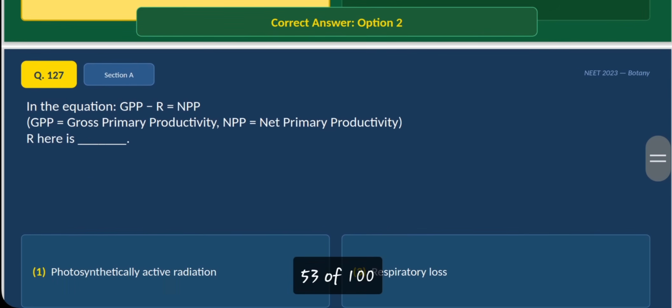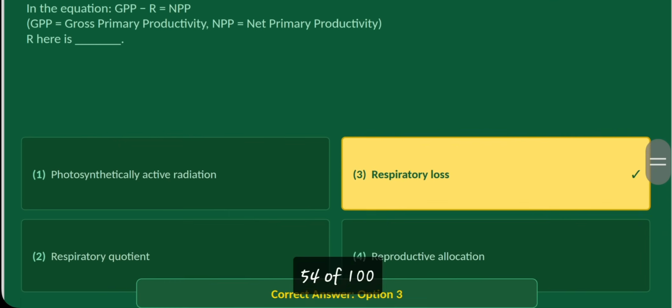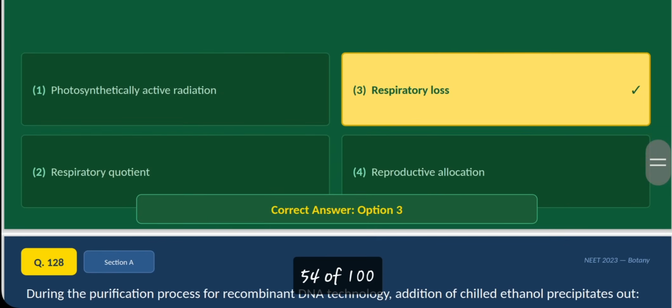In the equation, gross primary productivity minus respiration equals net primary productivity. Here R is respiration or respiratory loss. So R is respiratory loss. Third one is the correct answer.